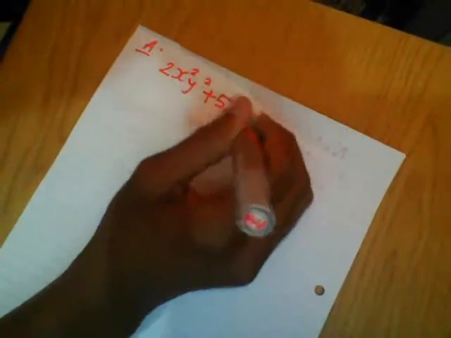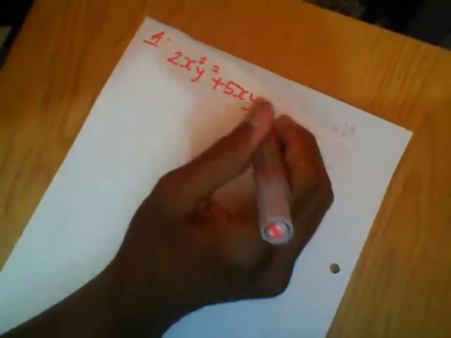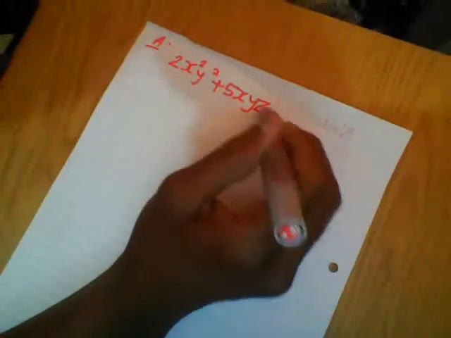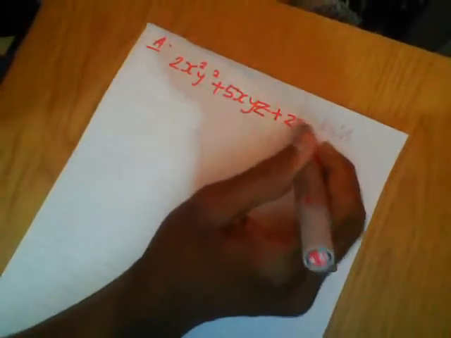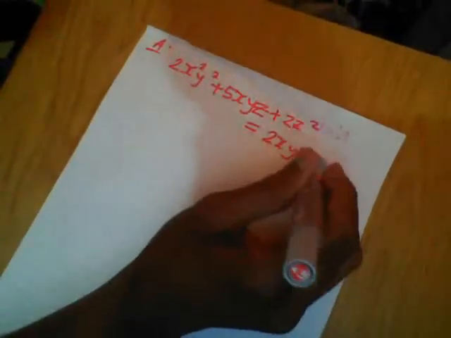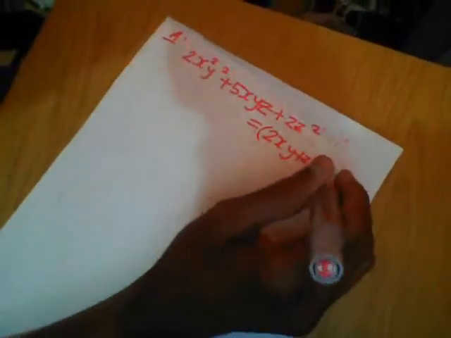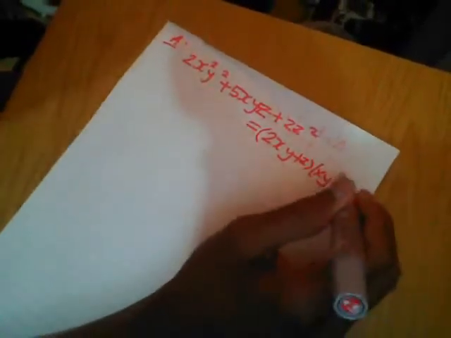So given A, let's see if it's true. A is 2x squared y squared plus 5xyz plus 2z squared. We want to prove whether it equals (2xy plus z)(xy plus 2z). Let me take the right hand side.